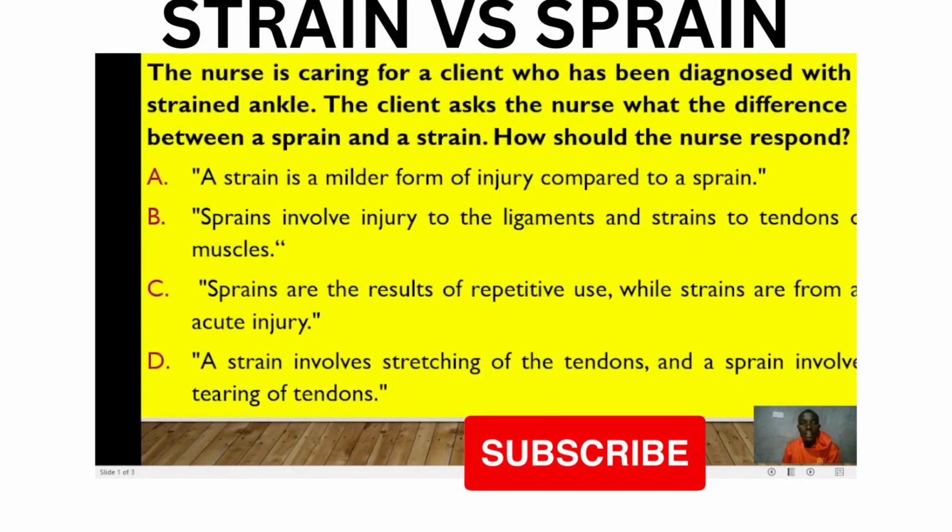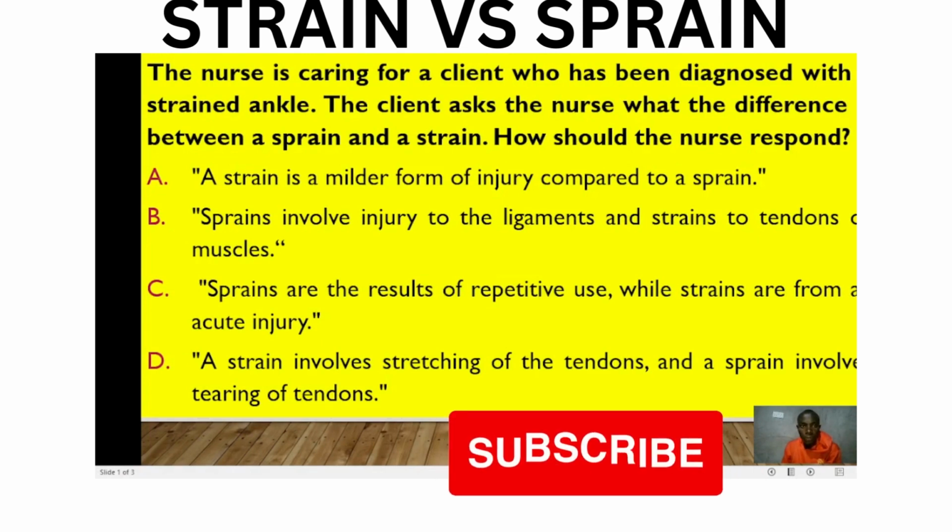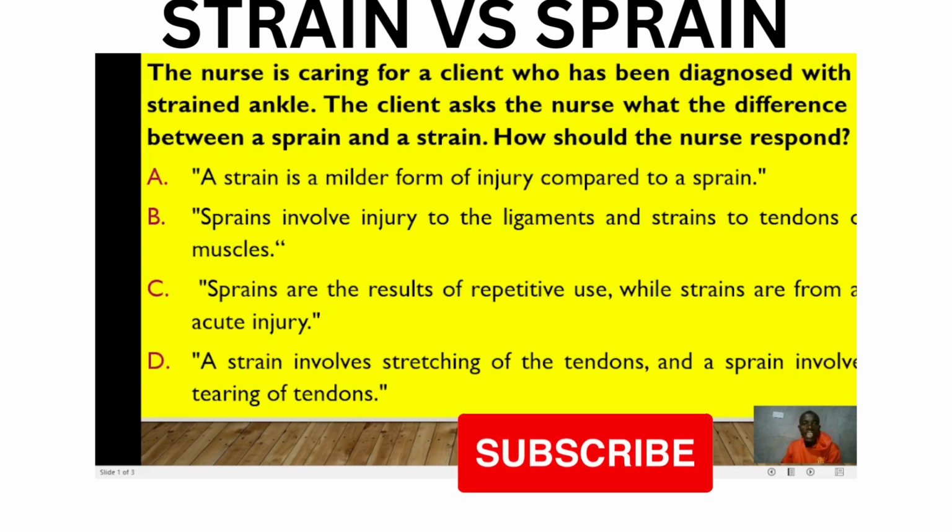Today we are looking at the difference between a sprain and a strain. So to start us off, we have a question. The nurse is caring for a client who has been diagnosed with a strained ankle. The client asks the nurse what's the difference between a sprain and a strain. How should the nurse respond?